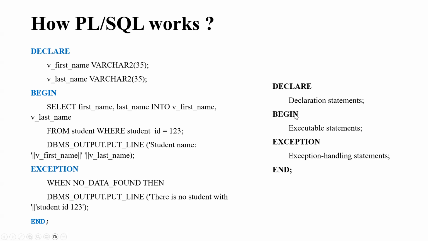The begin block will also have the code like printing the output that we get, by using a statement called DBMS underscore output, responsible for creating the output. Dot put line is a function that takes a parameter of whatever we want to display. So in this case, we are displaying student name and the variables. Okay. So this is how the PLSQL program looks.